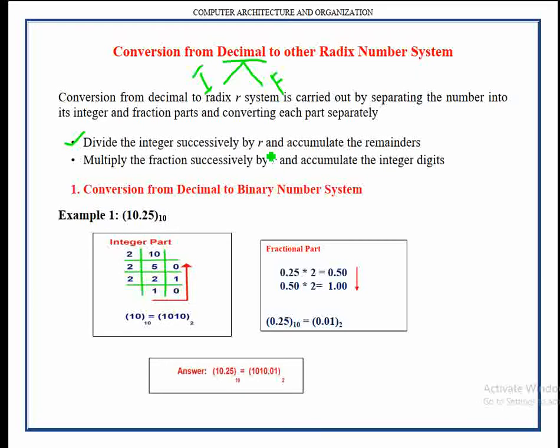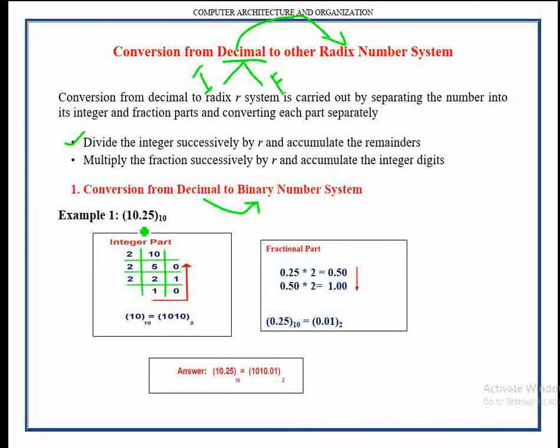So what is meant by R? R is nothing but the radix or base of the number system to which we want to convert the given decimal number. Now let's discuss how to convert a decimal number into the binary number system with an example. Here in this example, 10.25 is given as a decimal number, and we are going to convert it into the binary number system.